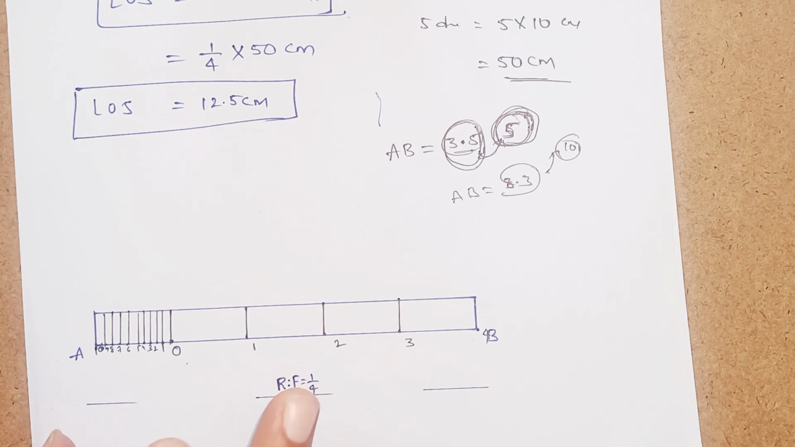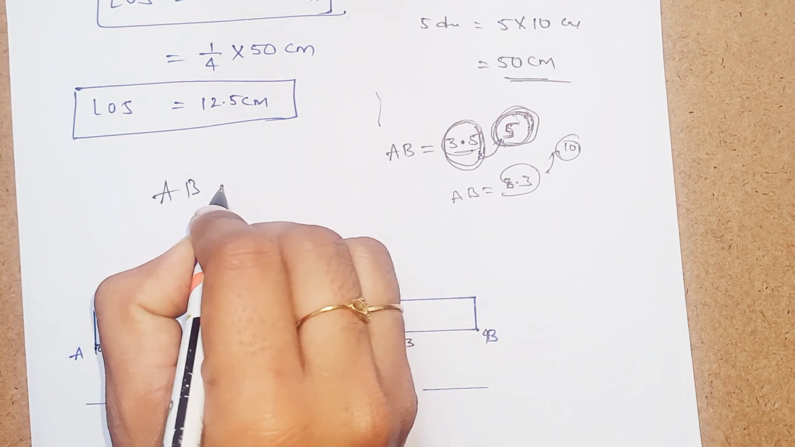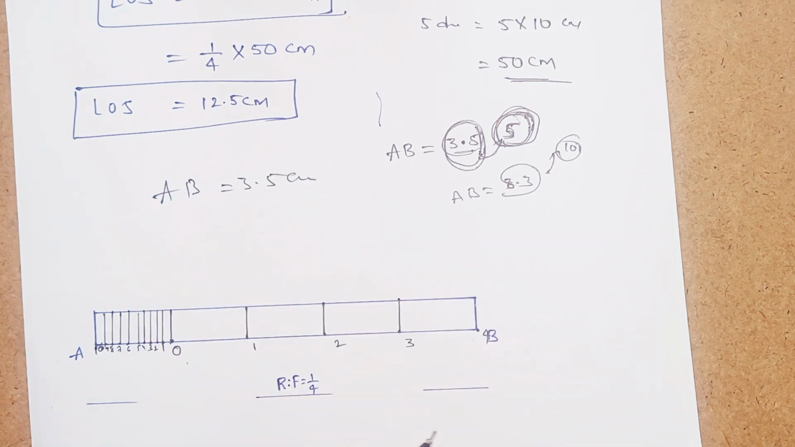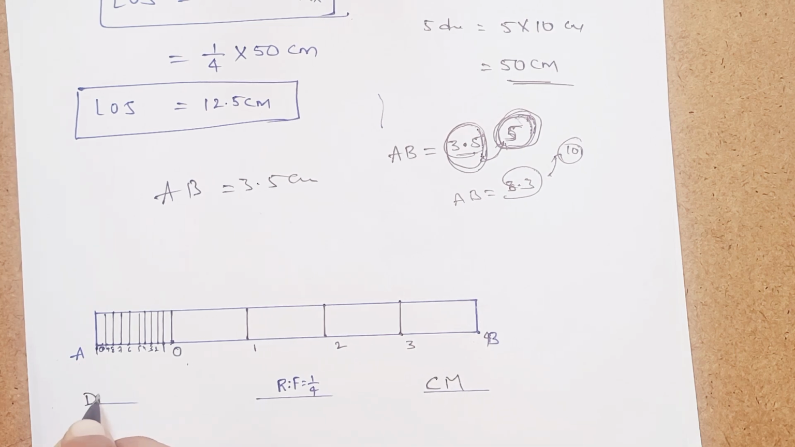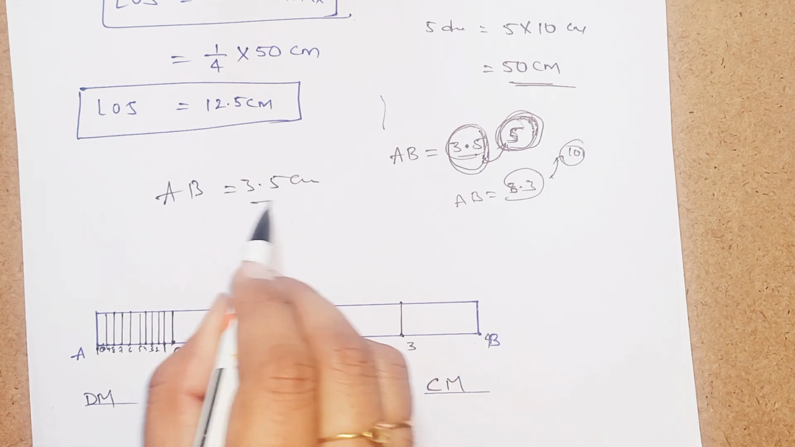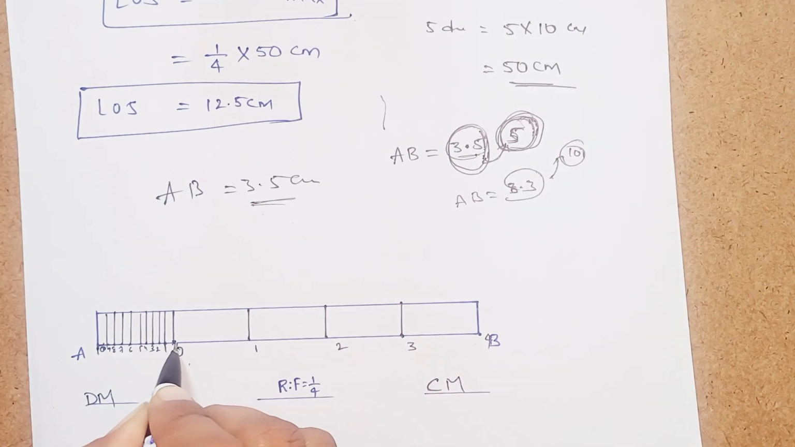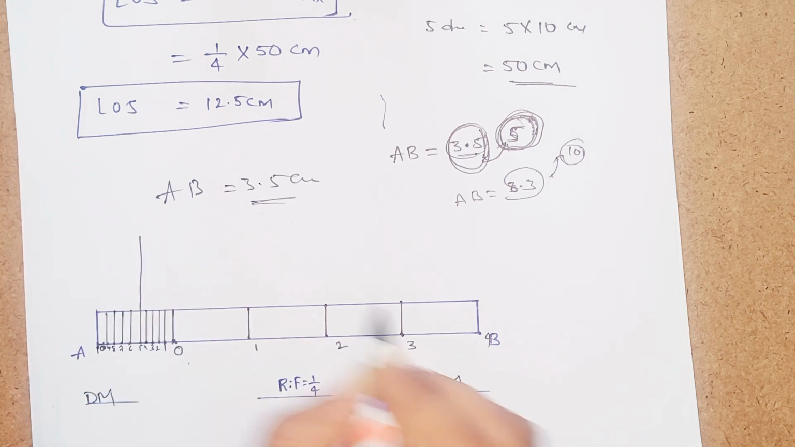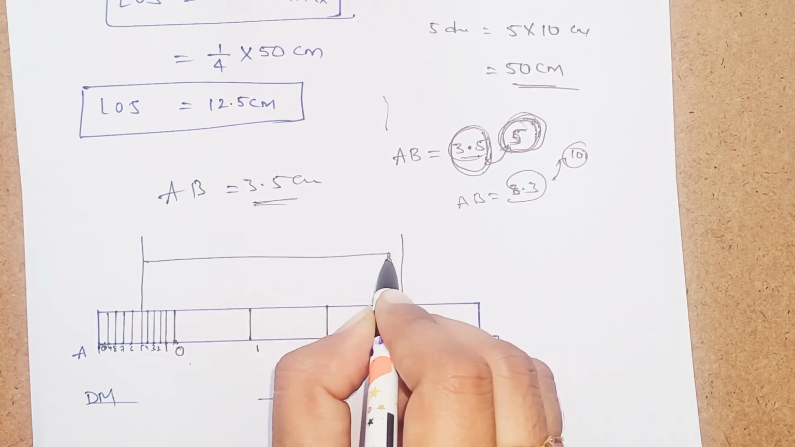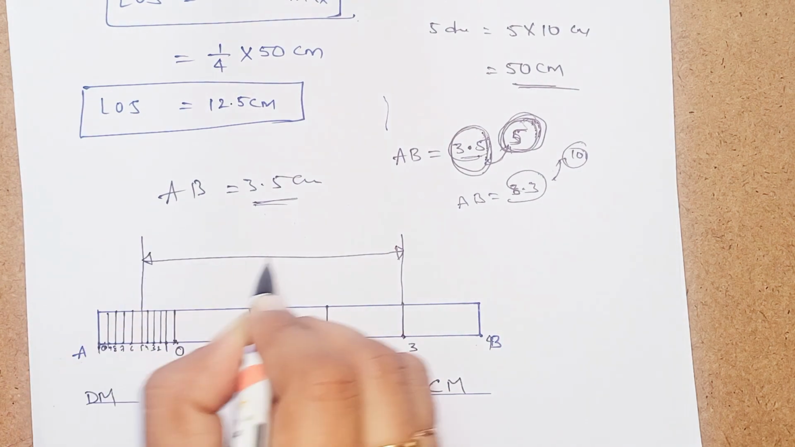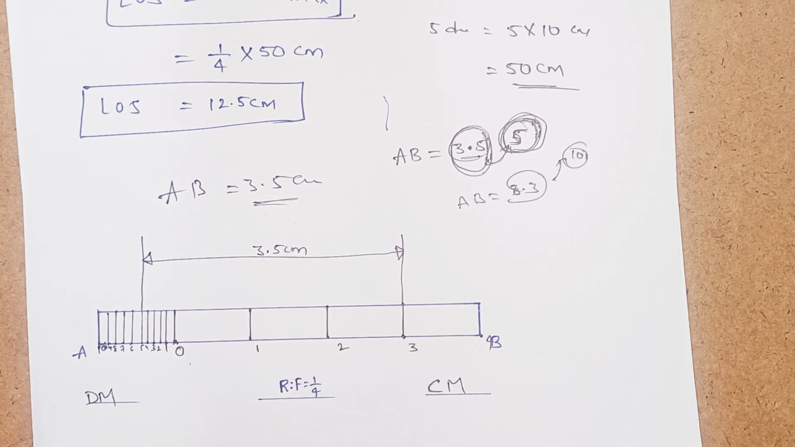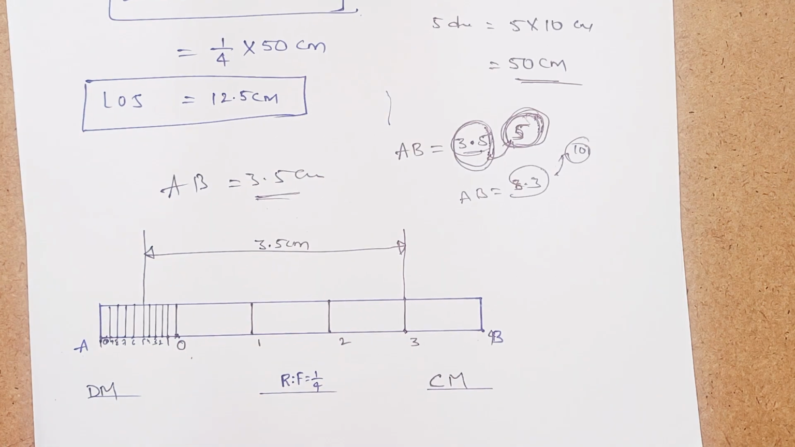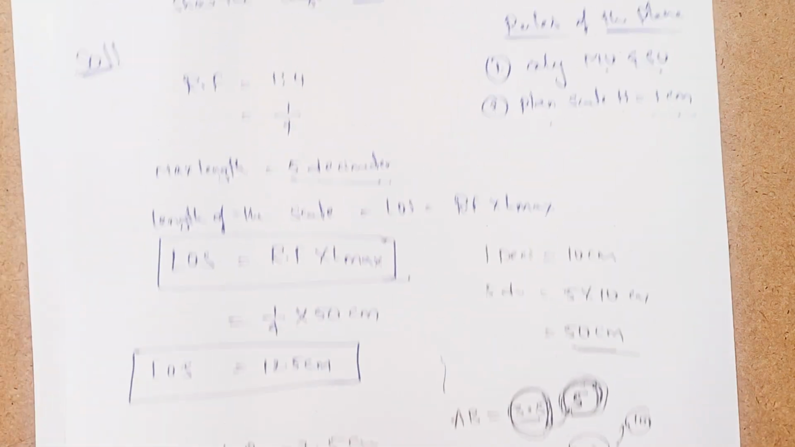This is the plain scale, and you have to mark AB is equal to 3.5 centimeter. So where is the 3? This one is centimeters, which I write as centimeters, and this one is decimeters. And here consider the distance 3.5: 0, 1, 2, 3, 4, 5. Extension line, dimension line and dimension 3.5 centimeter. These are the plain scale rules and regulations.